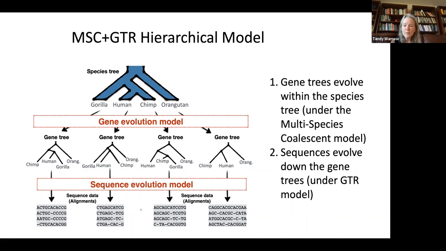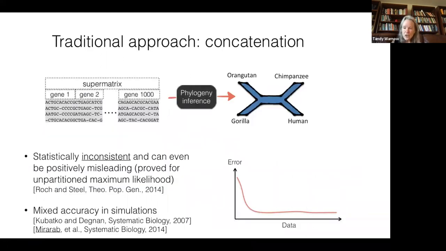And some of them can even be missing some of the species. Then you evolve sequences down the gene trees, and you get sequences at the leaves. And the estimation problem is to take the sequences at the leaves and try to estimate the species tree. So that's the challenge. The traditional approach is concatenation. Concatenation means you take all of the sequences for the different genes, you take the alignments, and you put them into one big matrix.